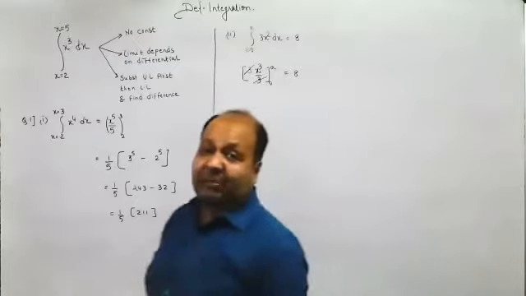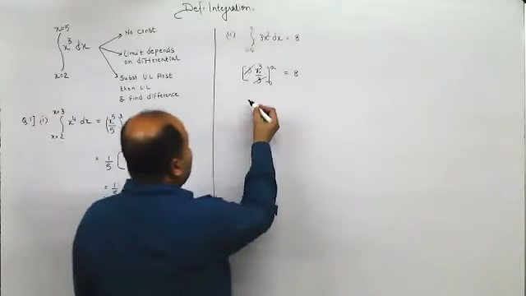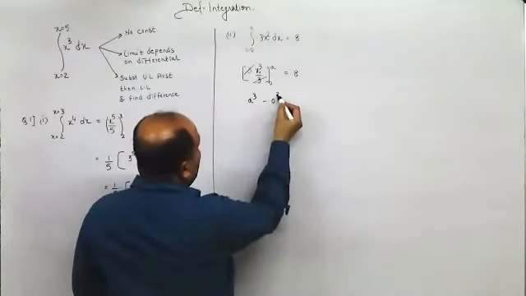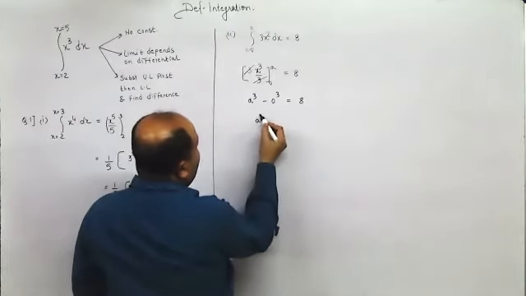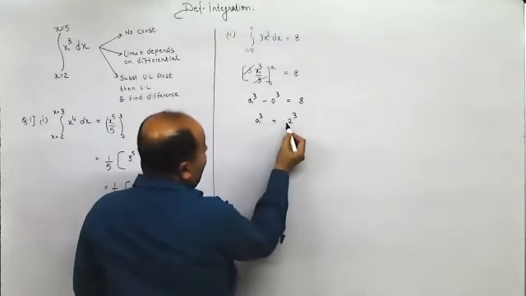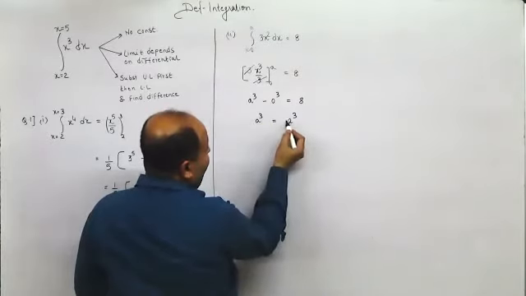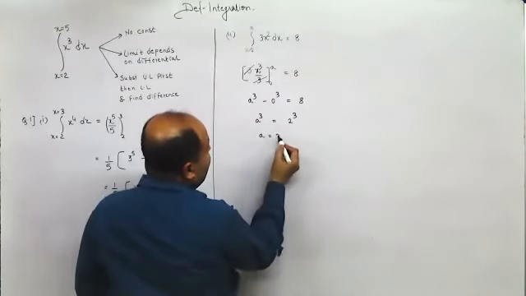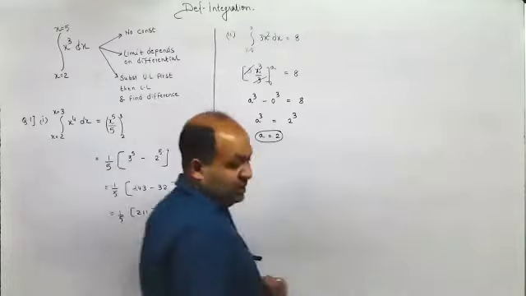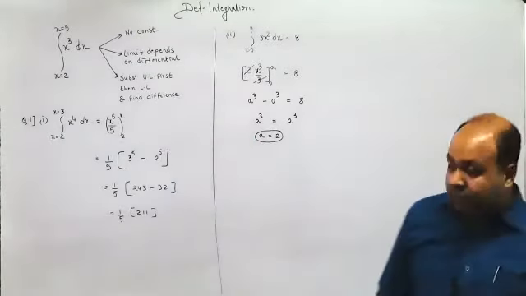When I substitute the upper limit, I get a cube. Then when I substitute the lower limit, I get 0. So a cube minus 0 cube is 8. A cube is 2 cube. Therefore, a is 2. Had it been even power, I would have written plus or minus. Here this is just plus. Only one sign out of the two.